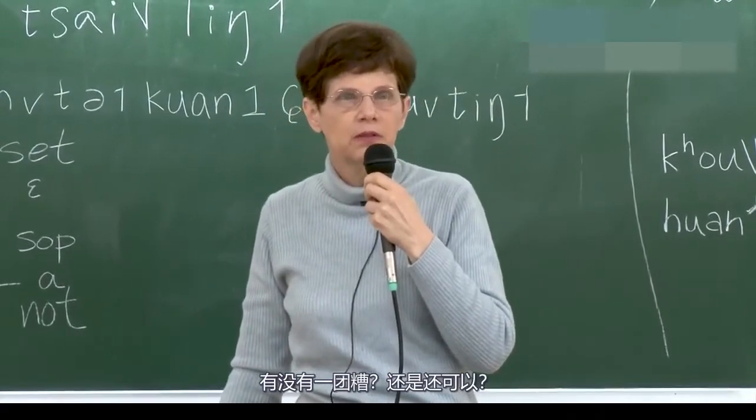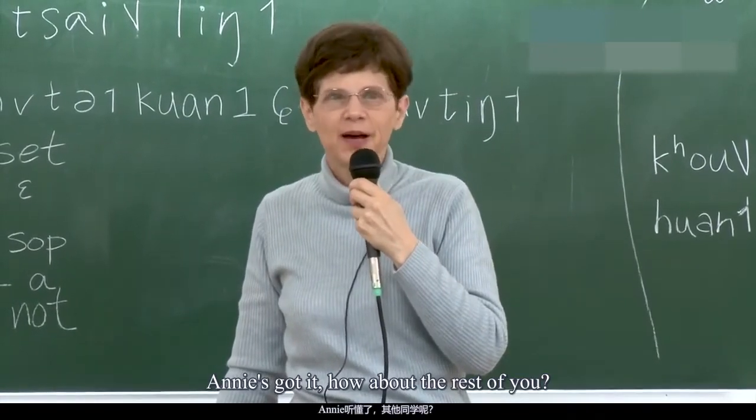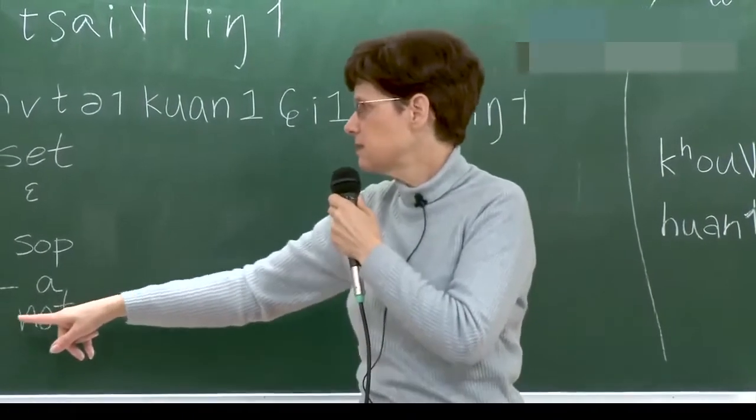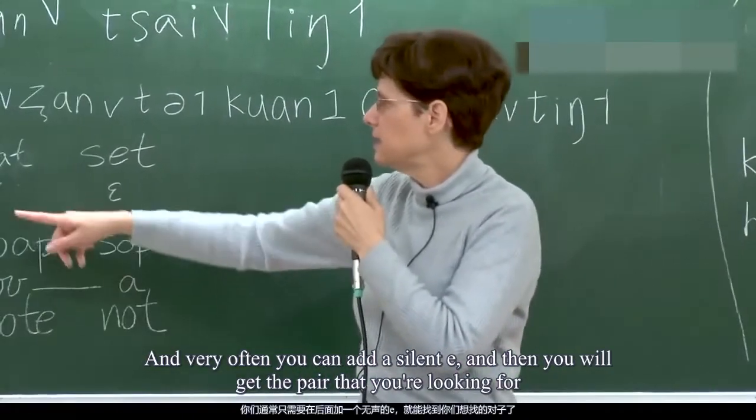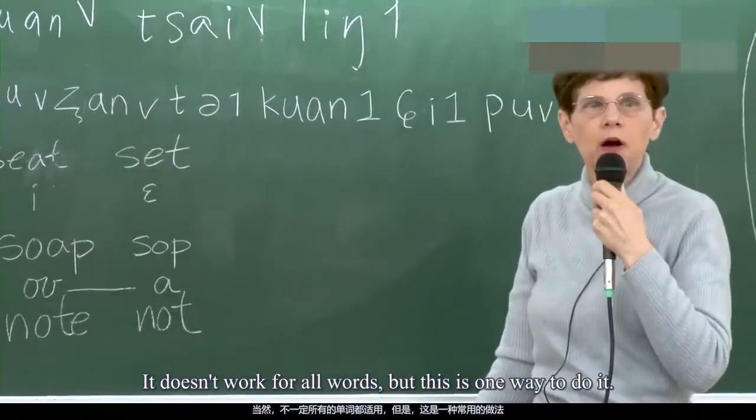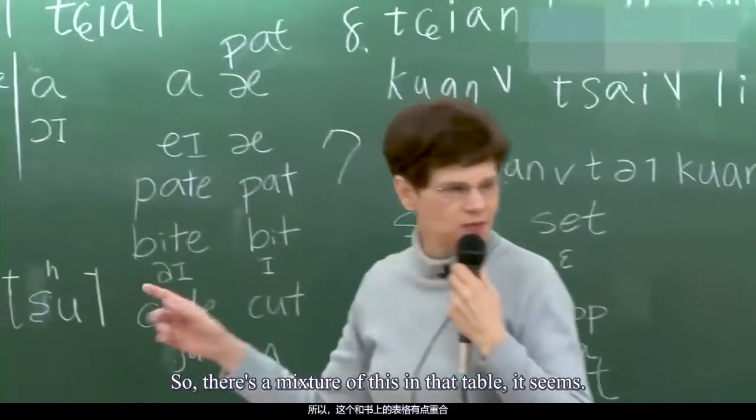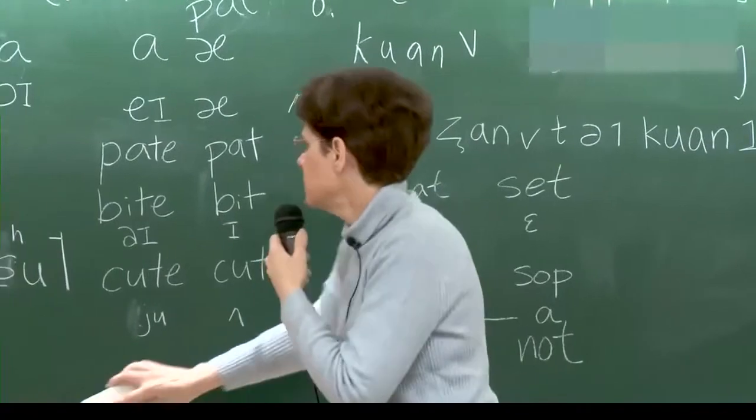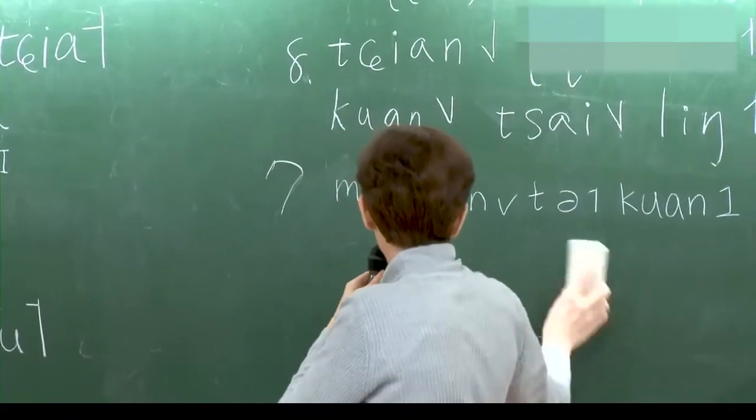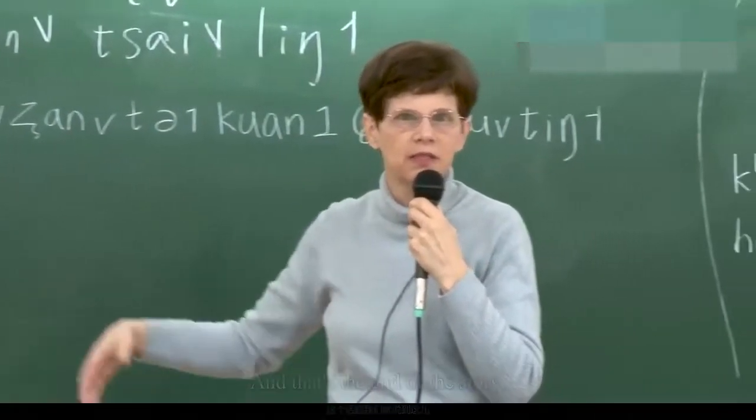有没有一团糟？还是还可以？ Annie's got it. How about the rest of you? Is it clear? Whenever you're not sure, just go to the spellings. And very often you can add a silent E and then you will get the pair that you're looking for. It doesn't work for all words, but this is one way to do it. So there's a mixture of this and that table, it seems. The pairs are not very tidy, so never mind about the pairs. We're simply going to use the phonological definition of long and short vowels, and that's the end of the story.